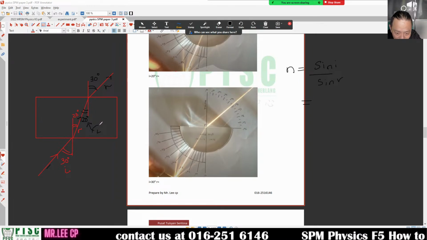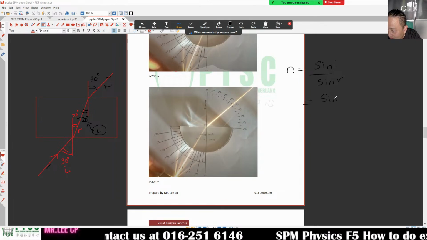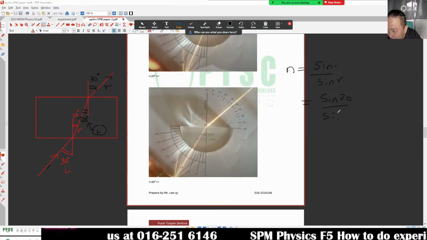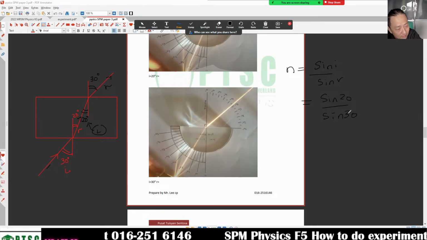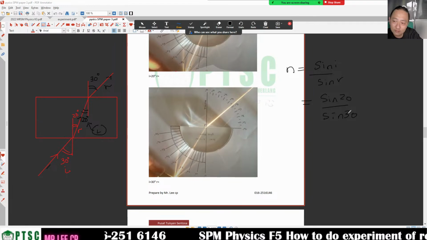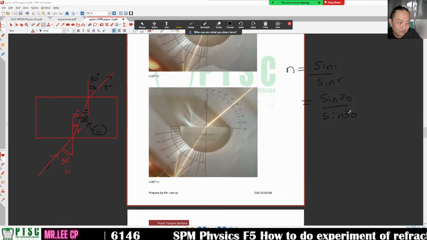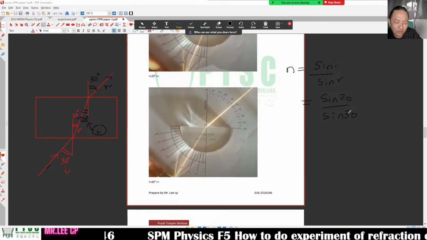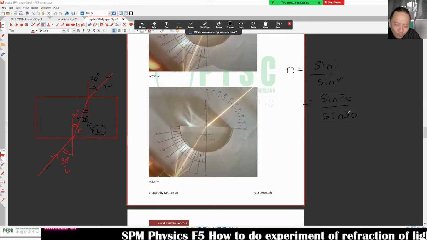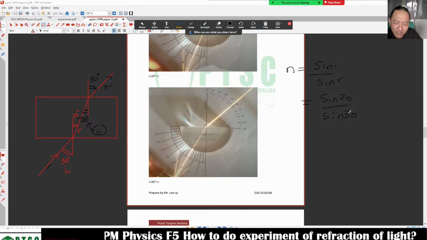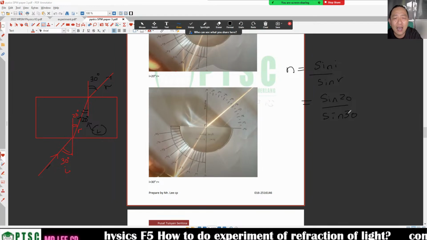Now, teacher, you said Snell said n is equal to sine I over sine R. Isn't it equal to sine 20 over sine 30? Then it's wrong, small over big. n cannot be less than 1. Now who cares who is I, who is R? No one cares, because I is R, R is I.